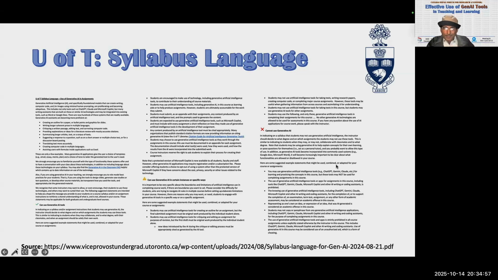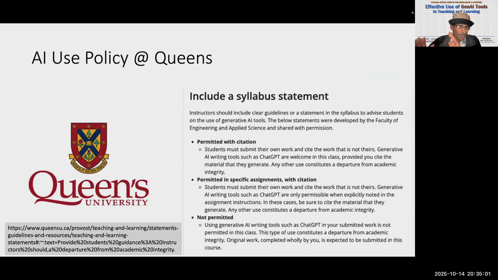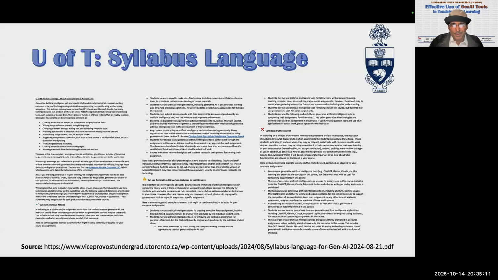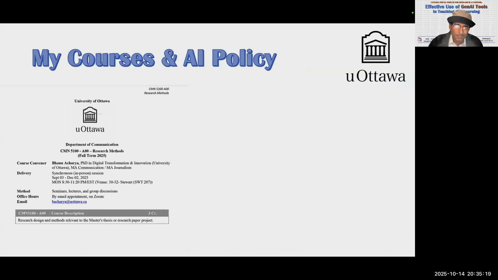So Canadian universities are in this threefold strategy: permitted with citation, permitted in a specific assignment with citation, and very restrictive, not permitted at all. So is the University of Toronto, so is University of Ottawa, University of Saskatchewan, University of British Columbia, Queens, and so on. And what I'm doing here in my course, this is my experiment, look here.